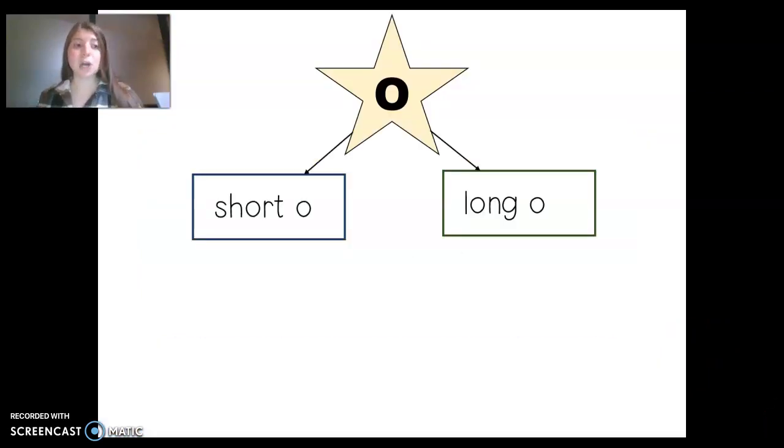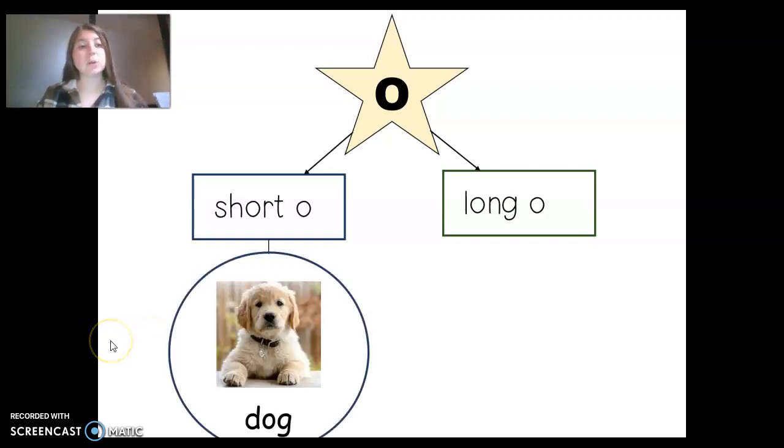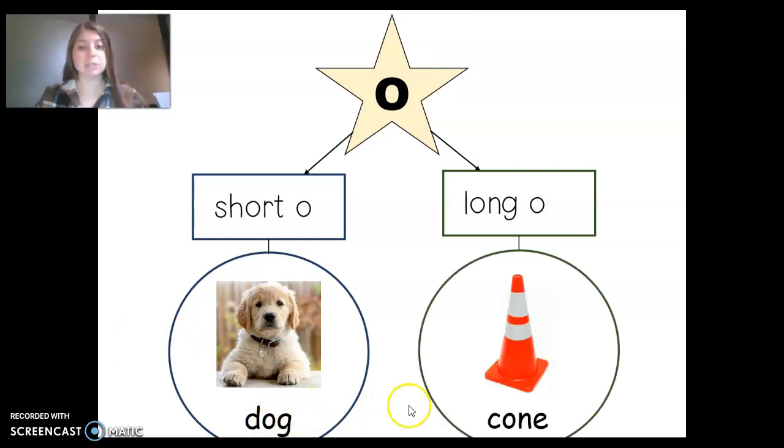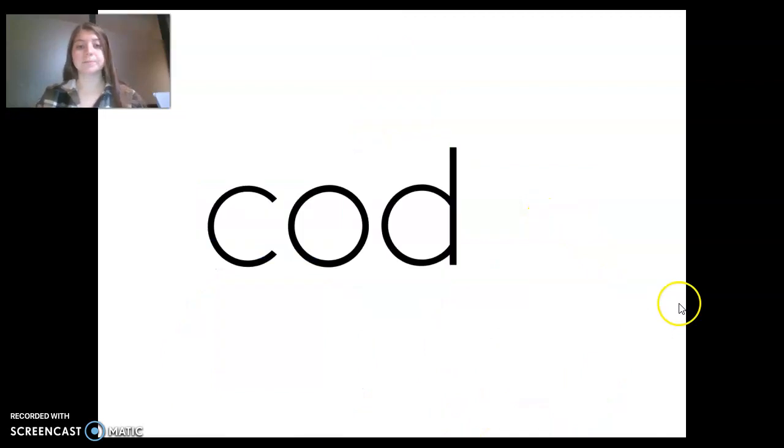O is our star vowel we're going to be working with today. O can make two different sounds, the short O sound and the long O sound. Short O says ah, like dog. The O in dog makes the short O sound. The O in cone makes the long O sound. Long O is when O says its name. O, own.